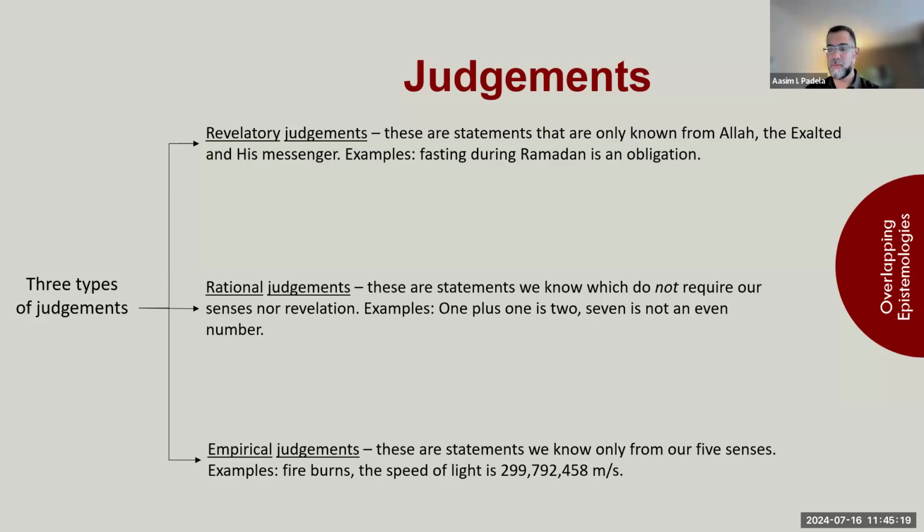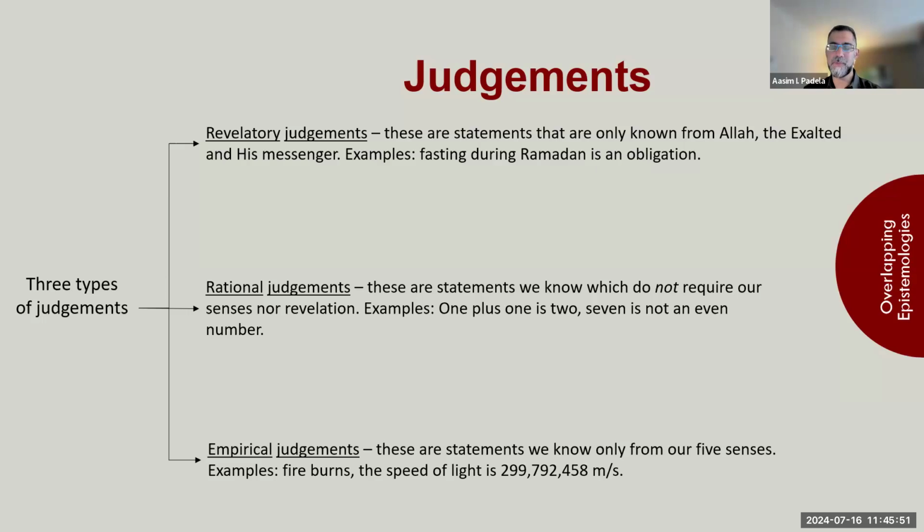You could say, okay, well, we are now positing, because of so-and-so law, that this can't happen. You haven't empirically seen it, but we're positing something. That's a rational judgment. Or a revelatory judgment, right? These are statements that are known based on our nusus, the Quran and the Sunnah, and then we say this is a judgment based on that source. So the example here is fasting during Ramadan being an obligation. So you have judgments classified based on the evidences that are marshaled for them from the sources of knowledge.